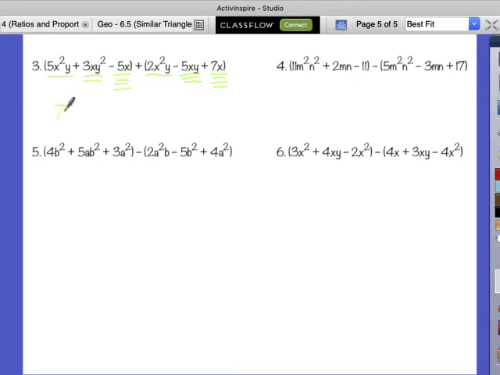So this one ends up being 7x squared y plus 3xy squared minus 5xy plus 2x. Now I just want to call our attention to the order we have these in. The only one with an x squared is going first. So the highest power of x is going first, regardless.